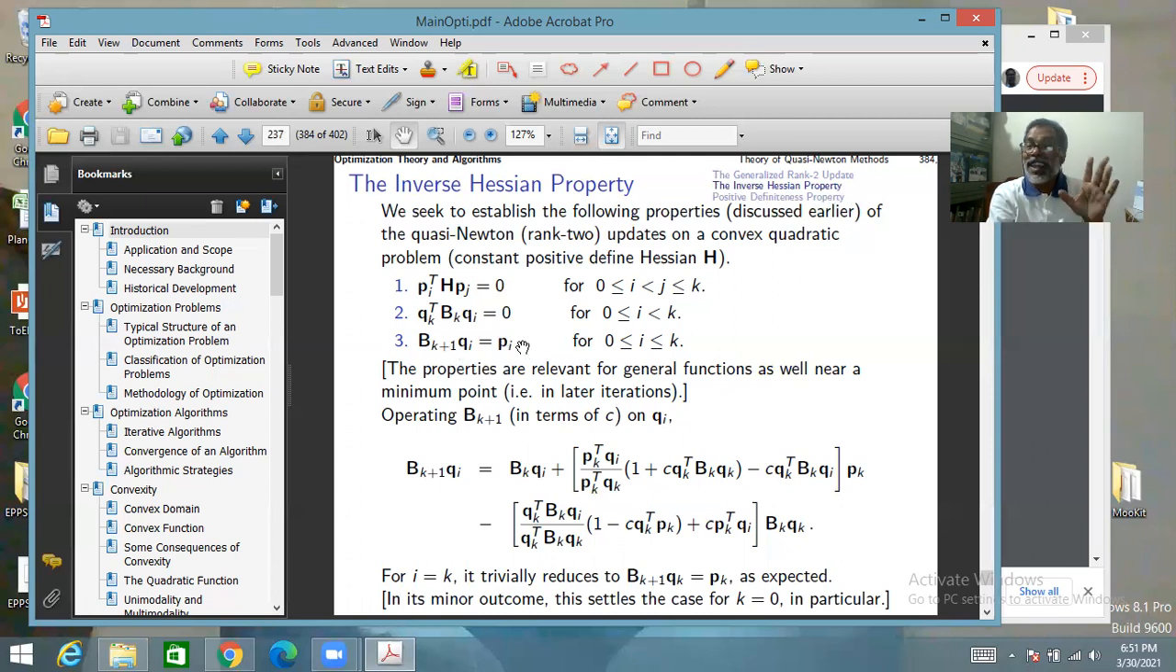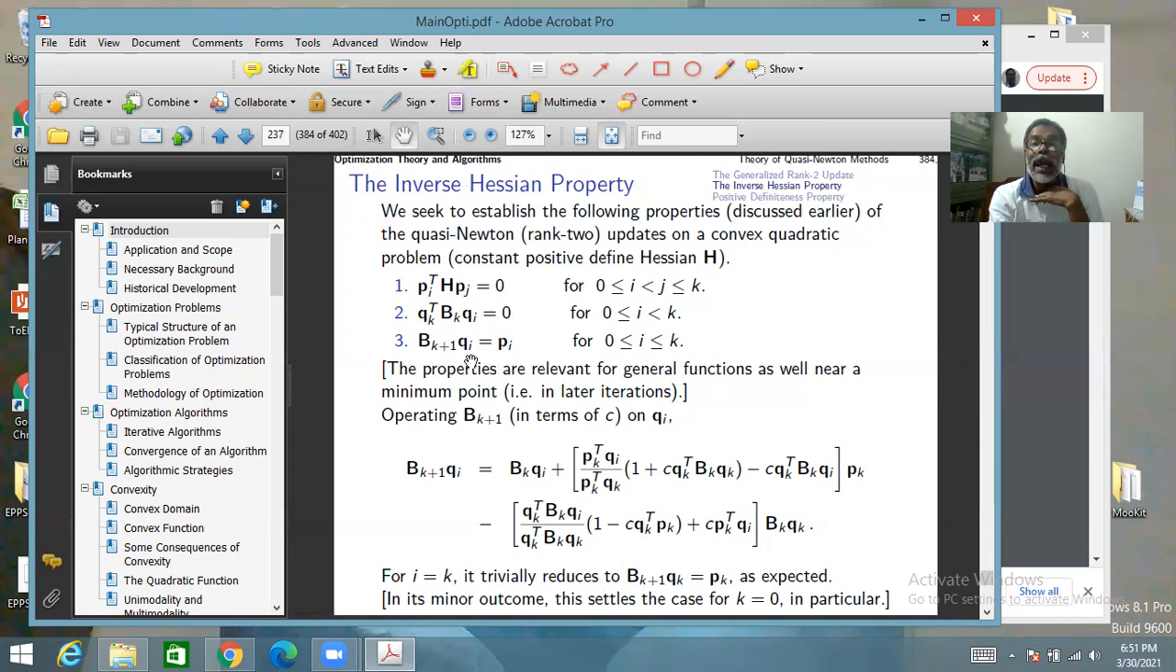One is that for any k, i equal to k will be trivial, because by putting that we actually evaluate the update itself. And for k equal to 0, the only possibility for i is 0. So that is b_1 q_0 equal to p_0. That also therefore becomes trivially true, because that is the only possibility.